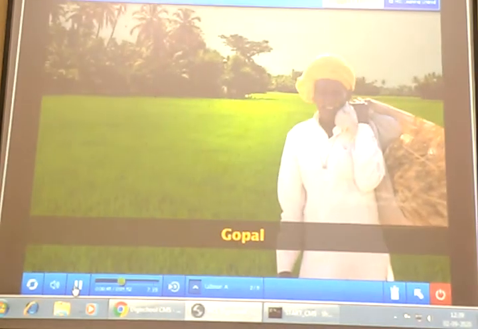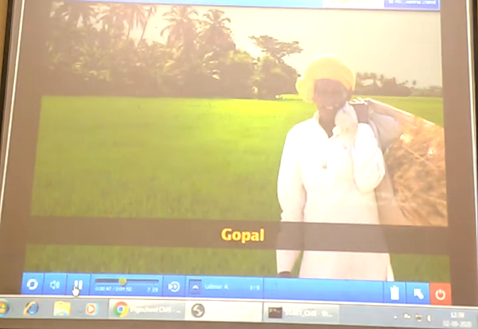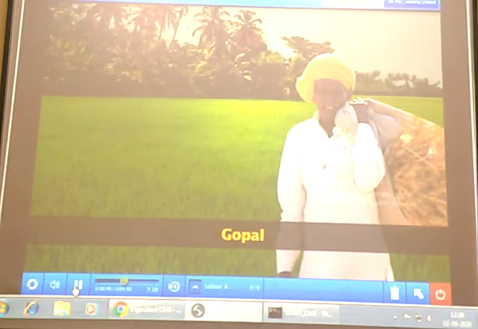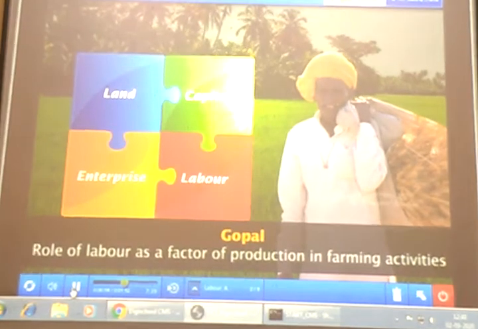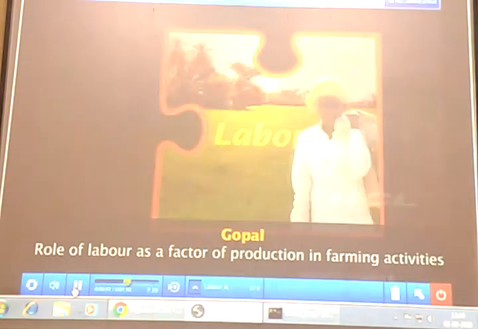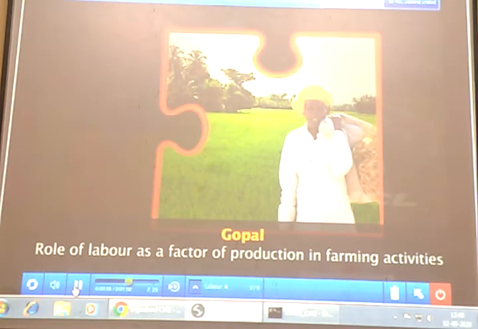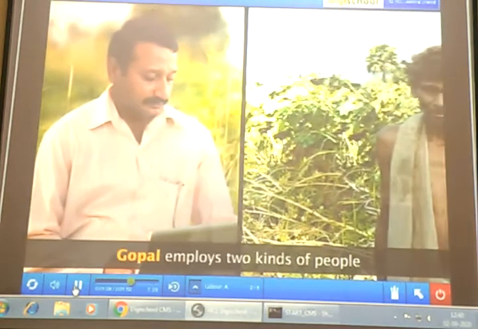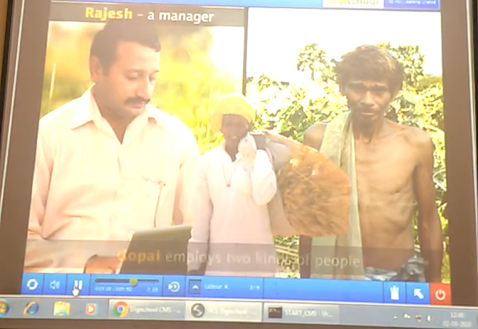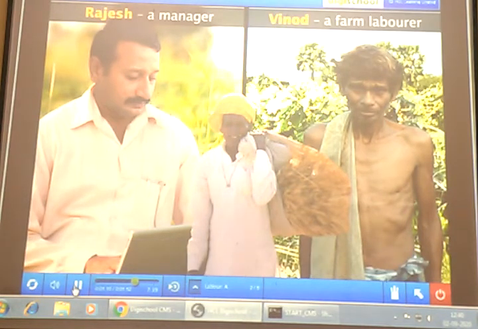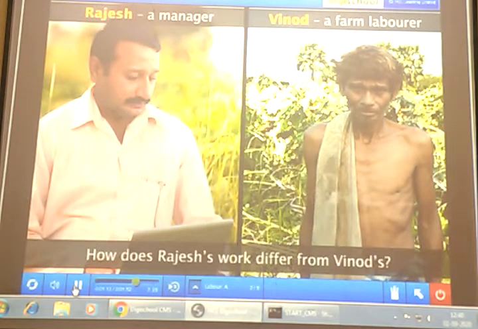Meet Gopal. He is a farmer from Palampur. Gopal owns a farm that is 3 hectares in size. Let us discover the role of labor as a factor of production in farming activities through Gopal's experience. There are 2 kinds of people that Gopal employs on his farm. There is Rajesh, who is a manager, and Vinod, who is a farm laborer. Think about it. How does Rajesh's work differ from that of Vinod's?